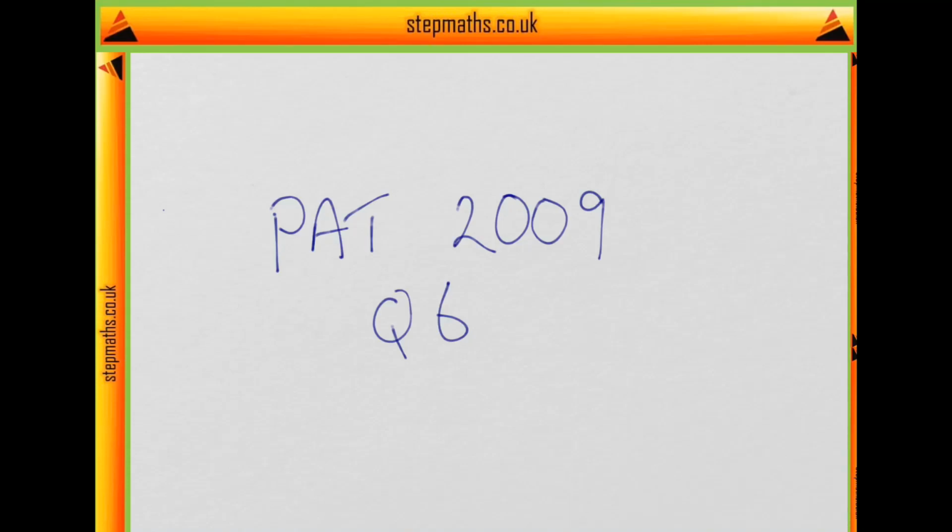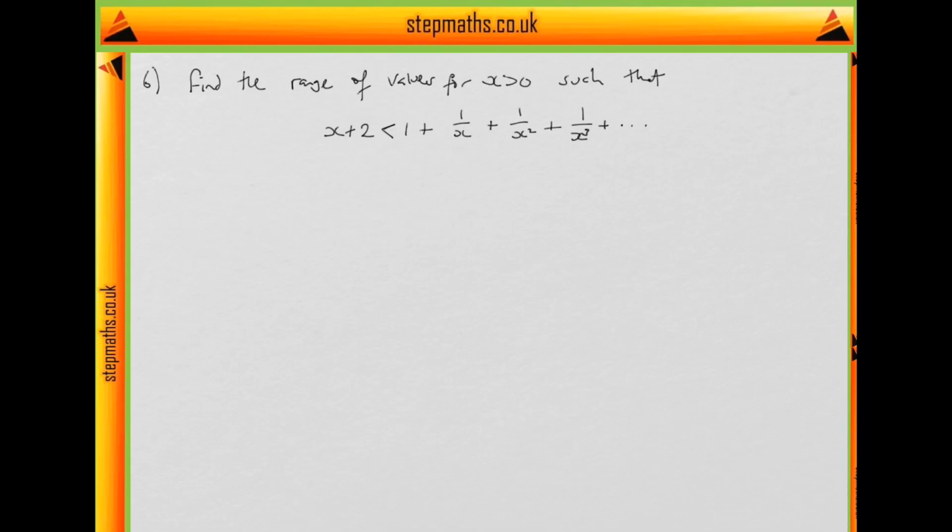Hi, today I'm looking at the paper from 2009, going through question 6. Question 6 says find the range of values for x greater than 0 such that this inequality holds. I think this question looks quite intimidating, as we have an infinite sum on the right hand side and an inequality, and it's not something you commonly see together. So the way to think about it is to break it down into things you know.